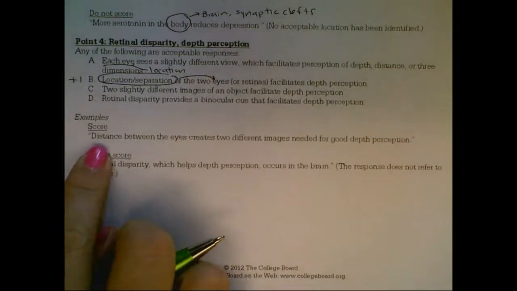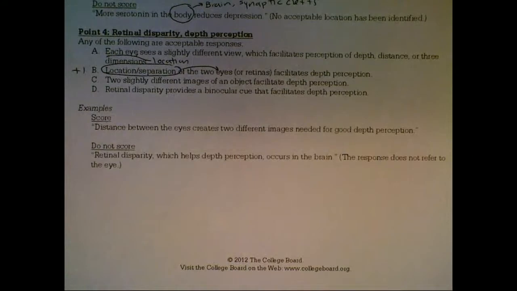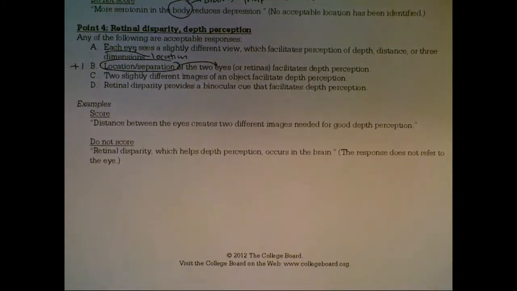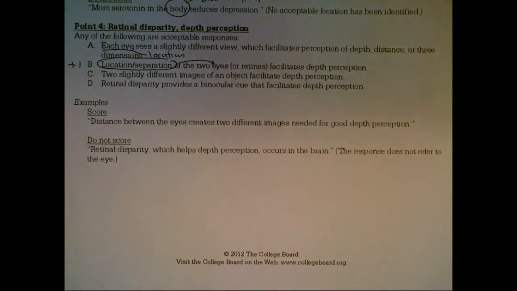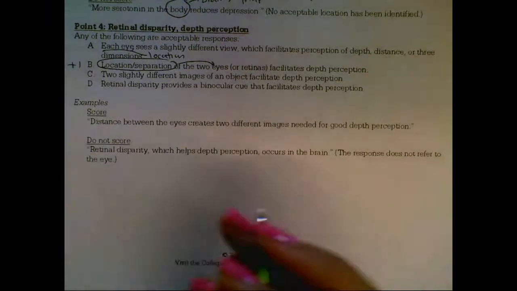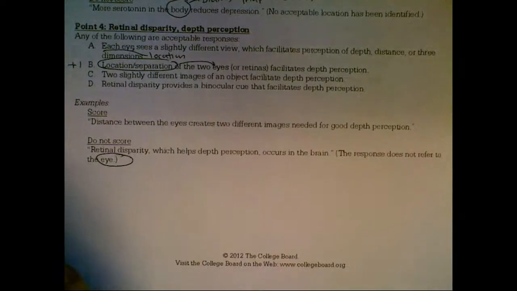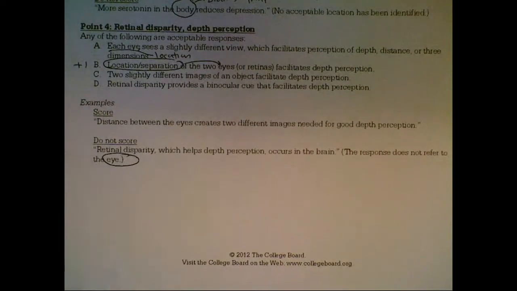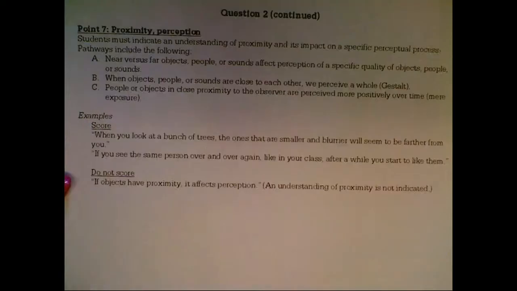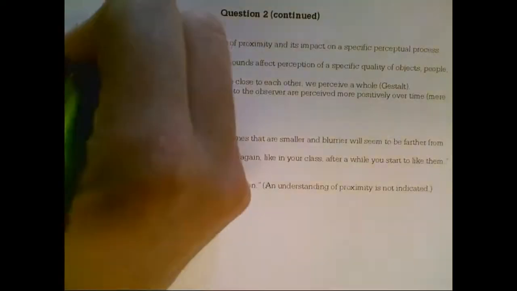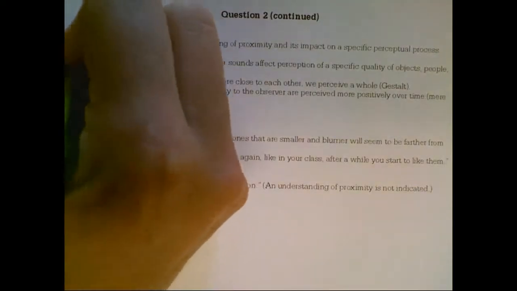All right, here's an example of a score. Distance between the eyes creates 2 different images needed for good depth perception. Do not score. Retinal disparity, which helps depth perception, occurs in the brain, because the response does not refer to the eye. All right, so when it's talking about location, it wanted you to actually put the location of the eye.